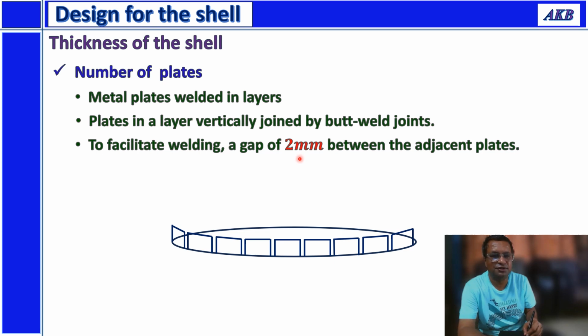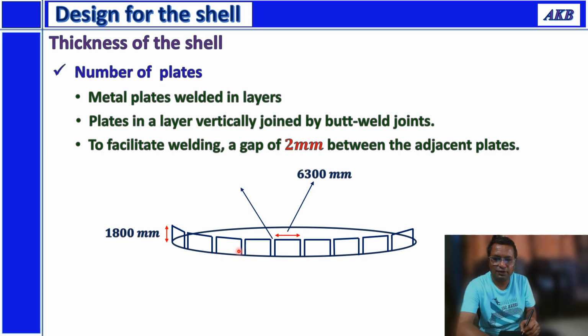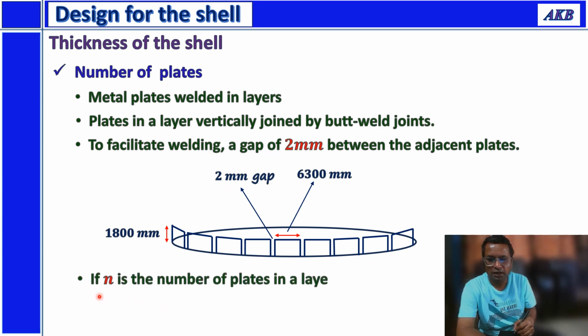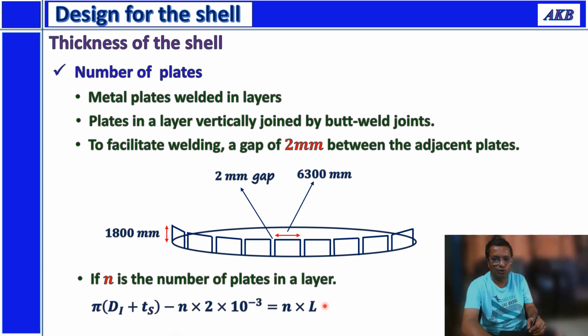What is the reason for that? The reason is to facilitate welding of the plates. Now for each plate the length is 6300 mm, whereas width is 1800 mm. So each plate will have a length of 6300 mm and a width of 1800 mm, and we need a gap of 2 mm in order to facilitate the welding process. Now if you say that there are n number of plates in a single layer, then you will have this equation. Just carefully look at this equation.